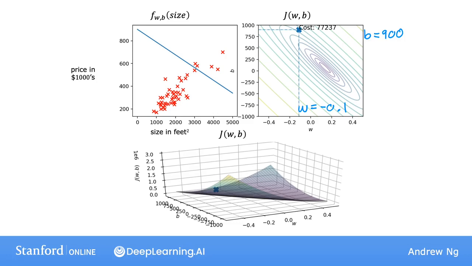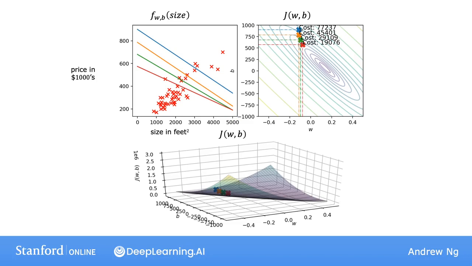So this corresponds to f of x equals negative 0.1x plus 900. Now, if we take one step using gradient descent, we end up going from this point of the cost function out here to this point, just down and to the right. And notice that the straight line fit is also changed a bit. Let's take another step. The cost function has now moved to this third point, and again, the function f of x has also changed a bit.